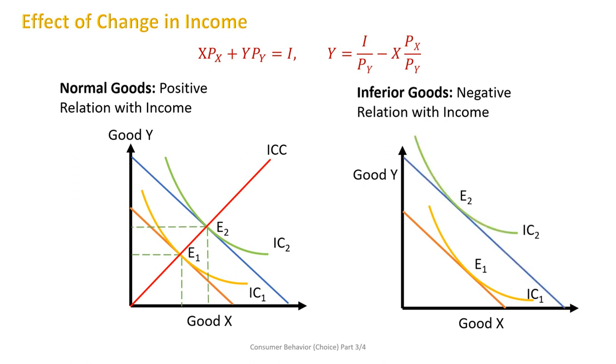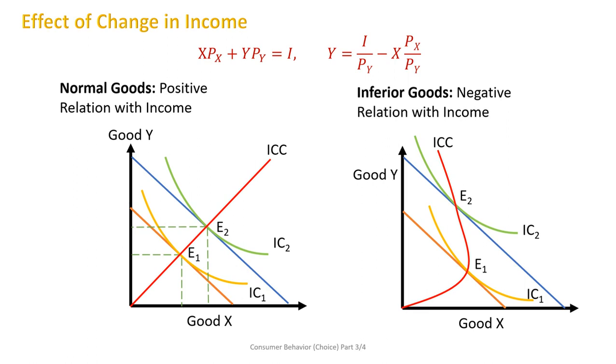Assuming good X as an inferior good, the consumer will shift his resources towards the normal good, that is the good Y, and purchase less of good X, which we labeled as the inferior good. This is represented by point E2. Again, joining E1 and E2, we have the income consumption curve, and we can see that the income consumption curve bends towards the normal good.